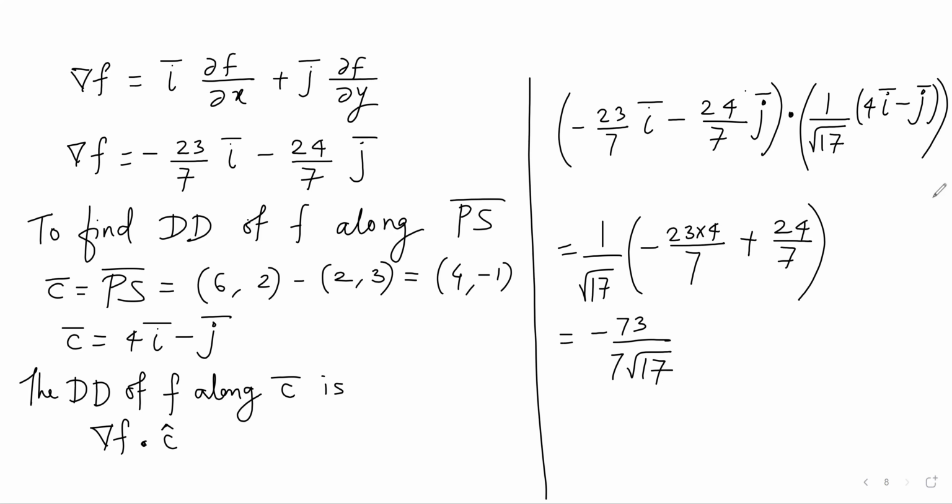Is it minus 73? This is minus 92 and 24, no? It will be minus 68, no? Oh yes, ma'am, you are right. Who told me the answer earlier? Okay, Rohan. So please do it carefully, Rohan. So it's minus 68 by 7 root 17. Okay, so that will give you the answer.